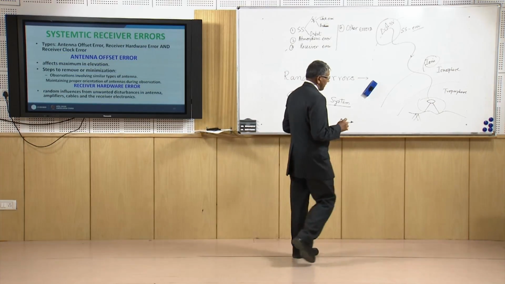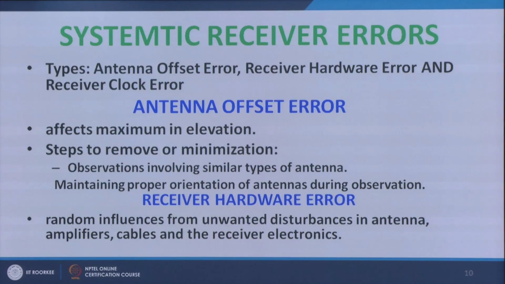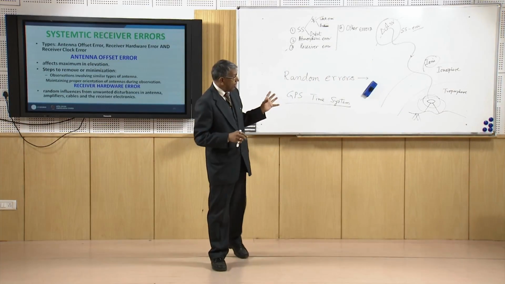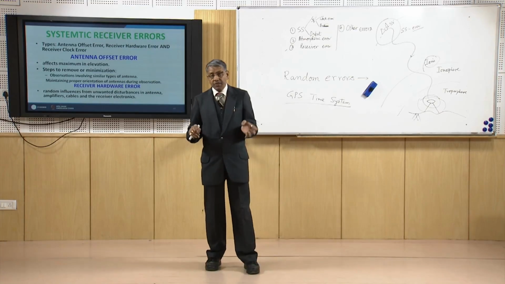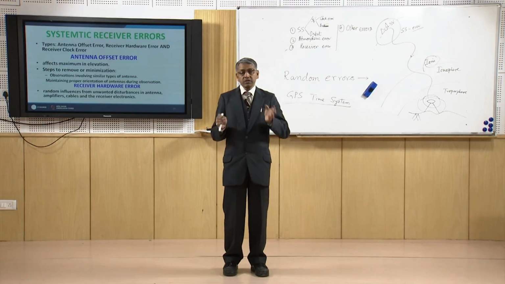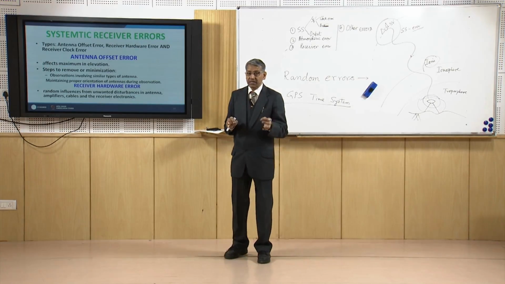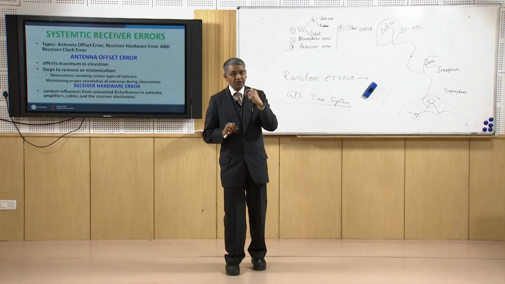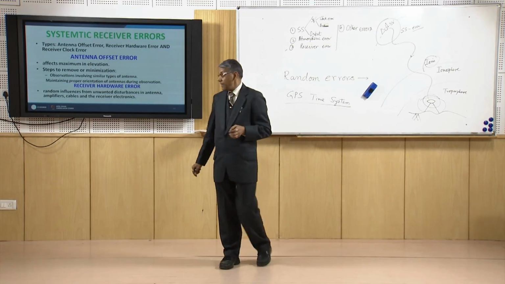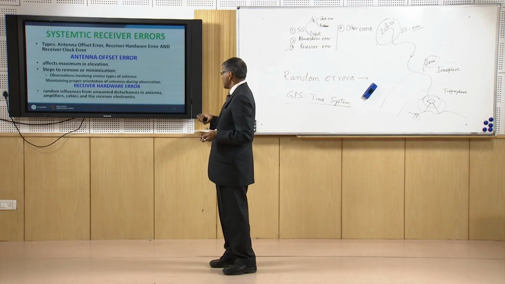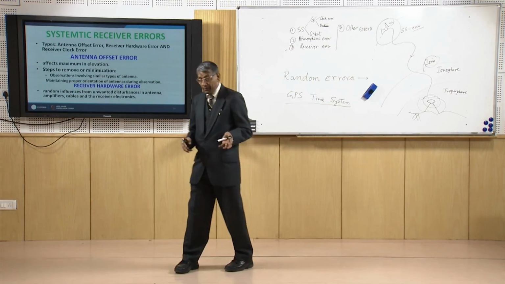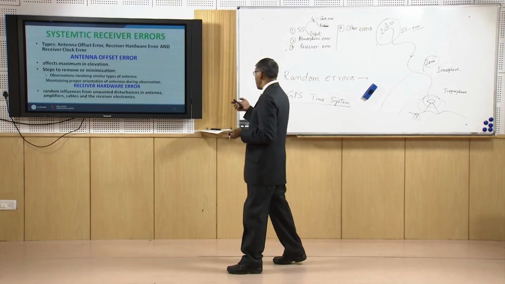Now, the third type of error arises around the GPS receiver. As I told you, the GPS receiver will have an antenna, and there is always a problem with the antenna phase center, because the different components of the GPS signal will have different antenna phase center locations. So, different types of observables will have different errors. The best way to minimize the antenna offset error is to use the same type of antenna for the different receivers used in a project.